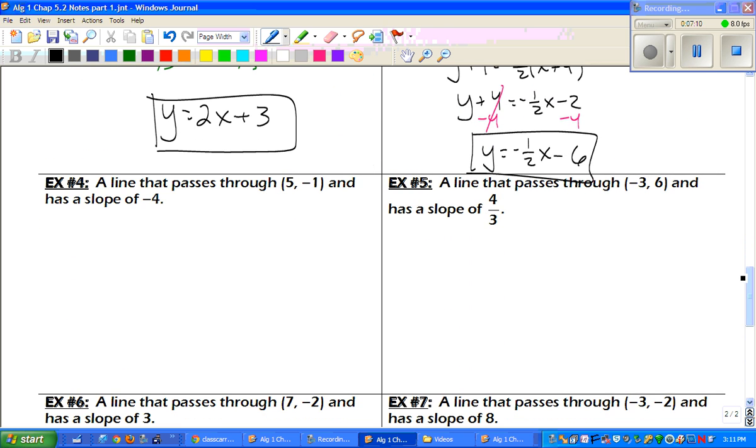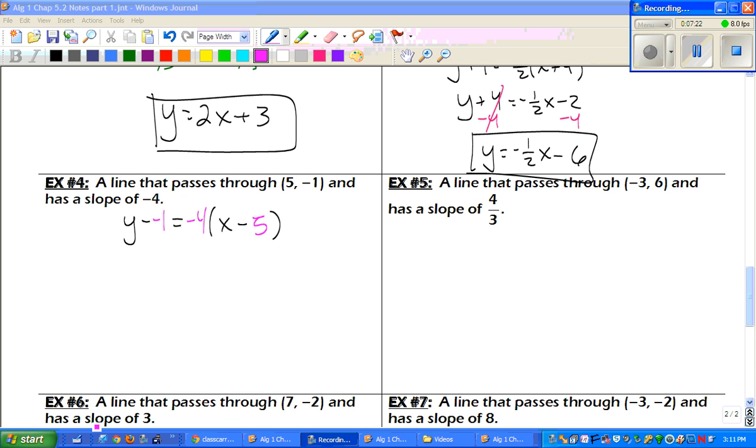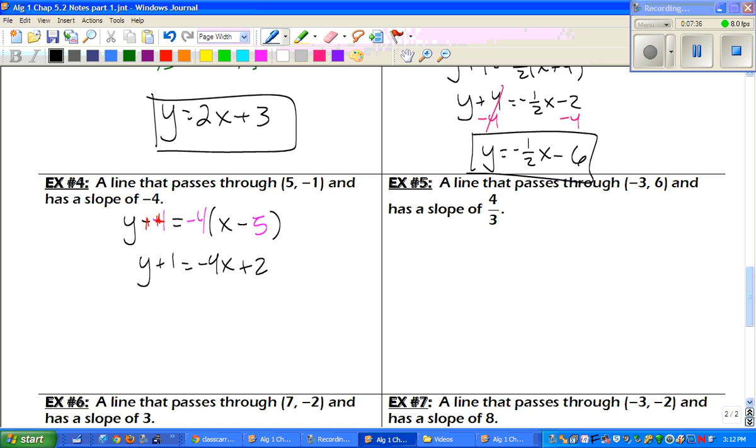All right, for example number 4, please pause the video. I'm just going to write this equation out so you guys can remember. All I want you to do is plug in the information, so please pause the video. Okay, so that's where all the information goes. We can go ahead and do the click, click. Distribute your negative 4. You get negative 4x plus 20. To get the y by itself, you have to subtract the 1 from both sides, and you get y equals negative 4x plus 19.